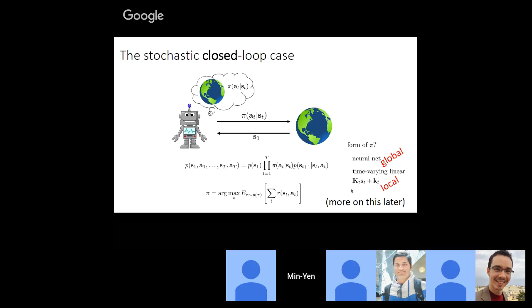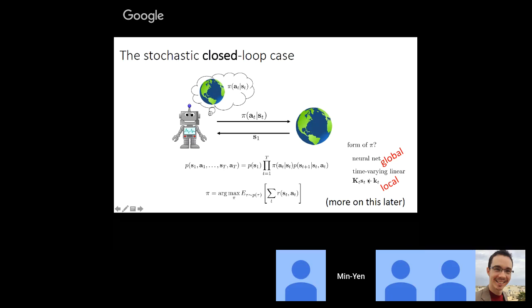How I understand it is that global, in the sense that a neural net can do any equations. And local is because this way of doing it is only suitable for this case, where you know the stuff. I think my understanding is a bit different. The neural net is global in the sense that you have all the information in the neural net. But the time-varying linear one is considered local because you only know what's happening at time t.